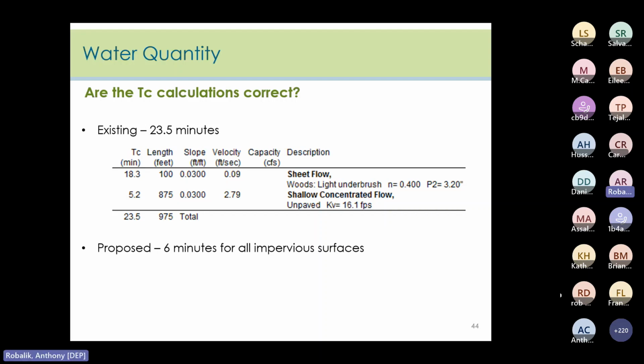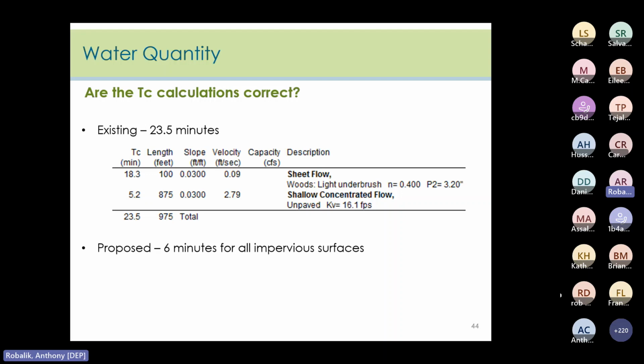Okay, so the next thing that we're going to look at is time of concentration. So T sub C is another thing where it might not be necessary to look at every single one, but you might choose a handful and see if they're right. And if you start seeing mistakes, then it might be a good idea to look into them a little more deeply. This is one for existing conditions.